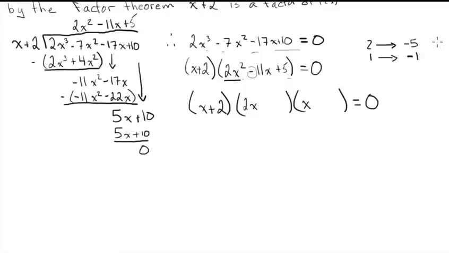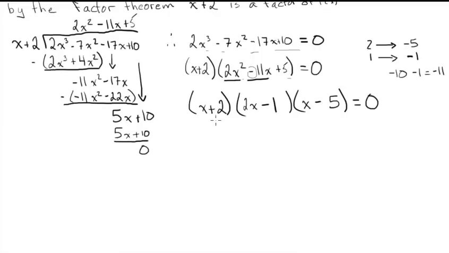2 times negative 5 is negative 10. 1 times negative 1 is minus 1. Add those together, you get negative 11, which is what we wanted. So 2 we want to multiply by negative 5, so the negative 5 goes here. And 1 we want to multiply by negative 1, so that goes here.